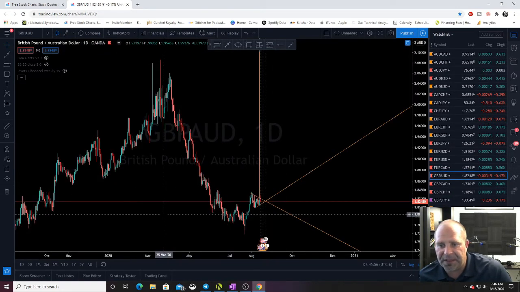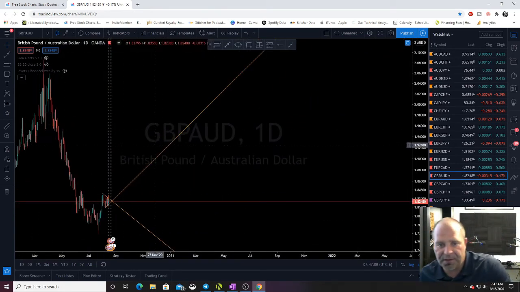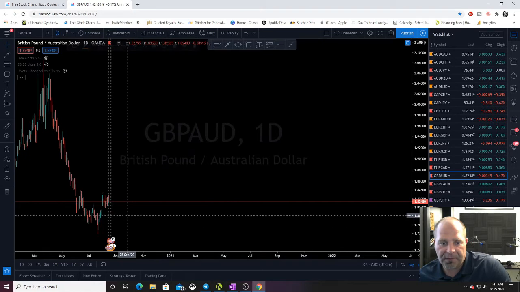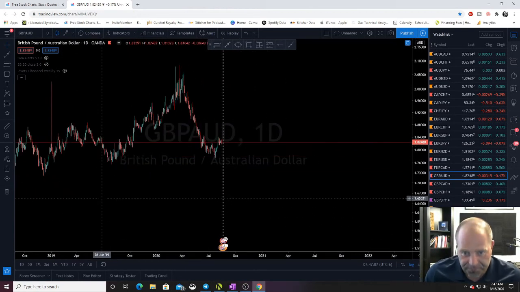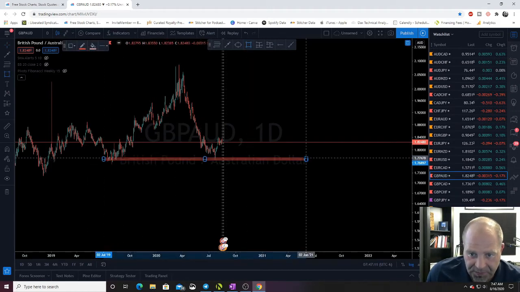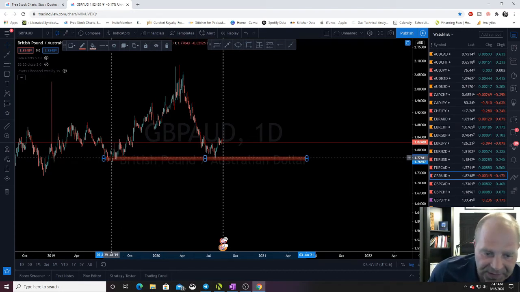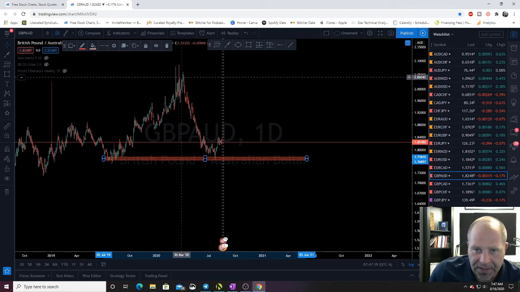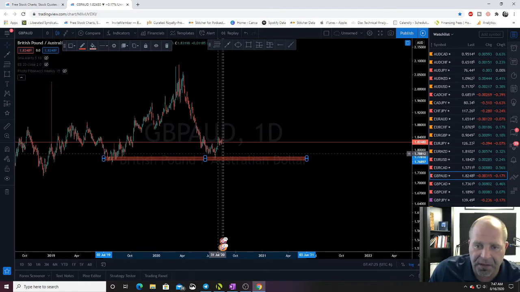British pound AUD. Let's get rid of these Death Star. Okay. Let's see what we got here. Well, looks like we tested the low that we were at pre-COVID. Okay. Or July last summer. Then we go all the way up here. COVID kicks it in the balls.